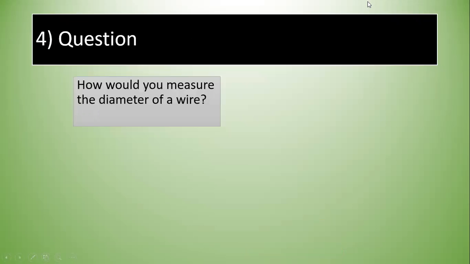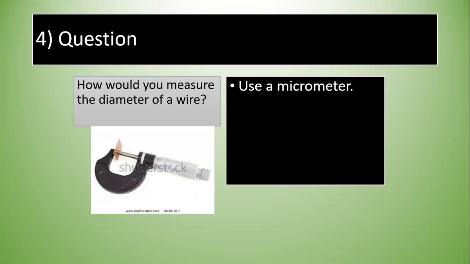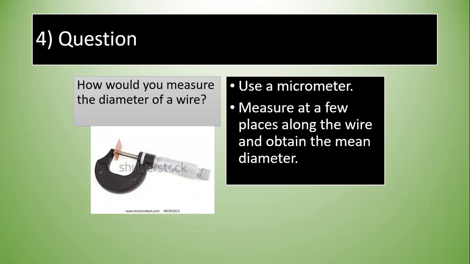Question: how will you measure the diameter of a wire? Use a micrometer. Measure at a few places along the wire and obtain the mean diameter, to reduce the uncertainty.